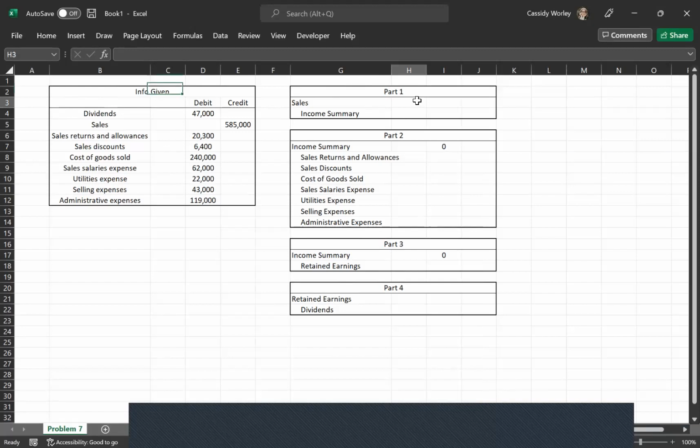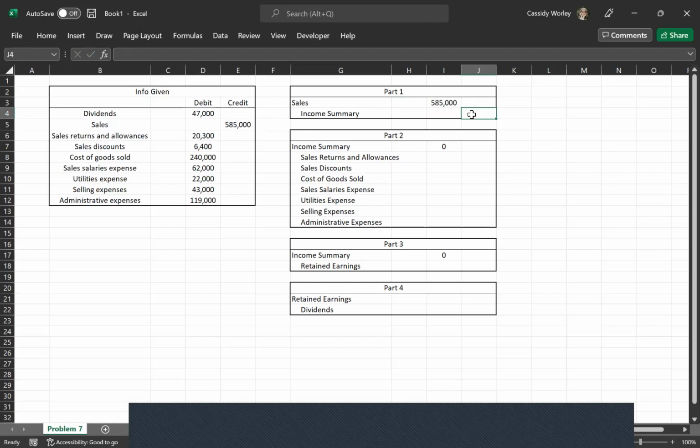The first part says to close the credit accounts. There's only one account under the credit, and that is sales. For this, the first column is the debit and the second column is the credit. So to close it, we need to do the opposite. We will enter the sales amount, and then for the income summary, that is the same amount.